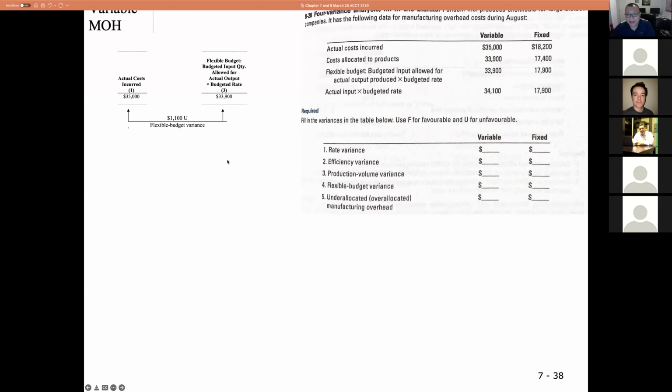Now I will add something in the middle, right? I'm going to add something in the middle. Which one am I going to add? Actual input and budgeted rate. Very good. So I'm going to add this, actual input and budget rate, in the middle.